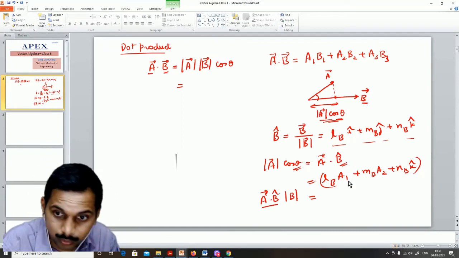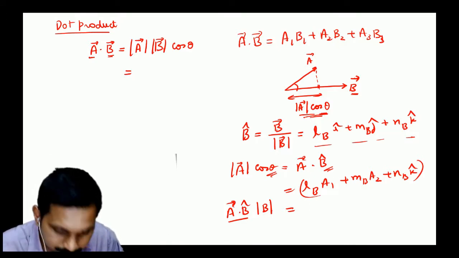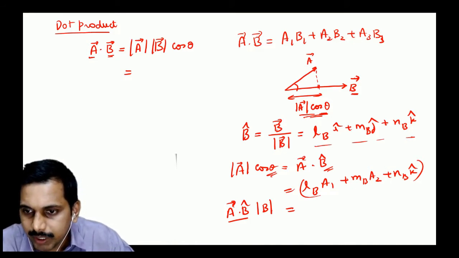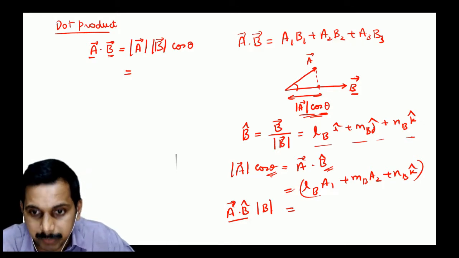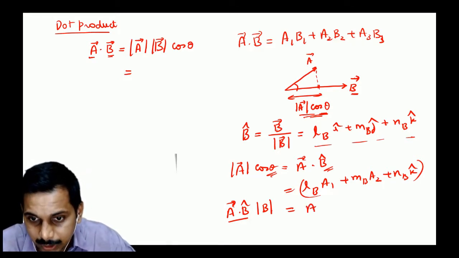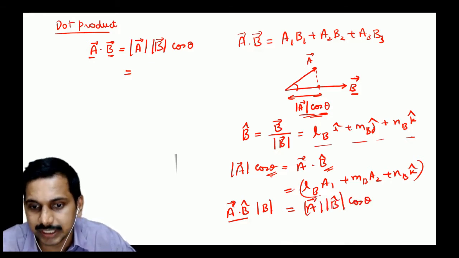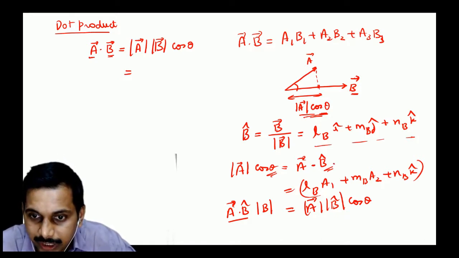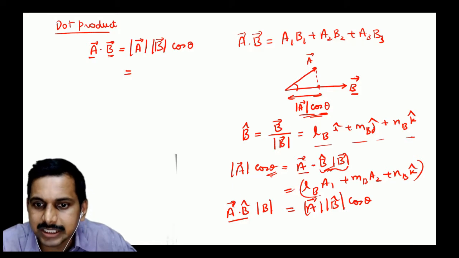Okay, I will go to the depth a bit later. I am getting a bit stuck here. Okay, let me see here. So LB into A dot, MB into A2 into NB into K. Now this dotted with B actually gives me magnitude of A into magnitude of B into cos theta, and this would be equal to A dotted with B vector into magnitude of B. Correct? Because this is B vector, this is A vector.